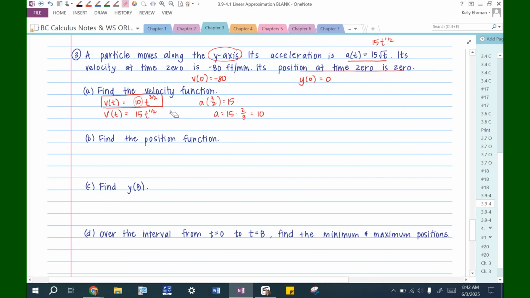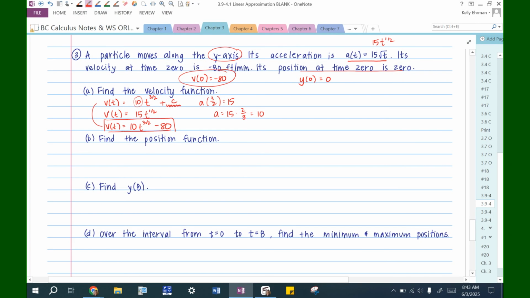Oh wait, one more thing. Now there might be a constant here that we add or subtract, because remember, when you take the derivative of a constant, it just goes to 0 for v prime. Let's call it plus c. What is this value? Remember, we were told that v of 0 has to equal negative 80. So v of t has to equal 10 t to the 3/2 minus 80, so that when we plug 0 into this, we get negative 80. So that's the velocity function.